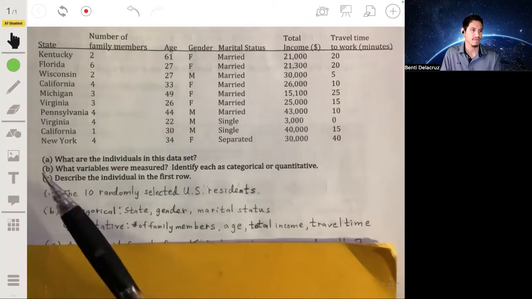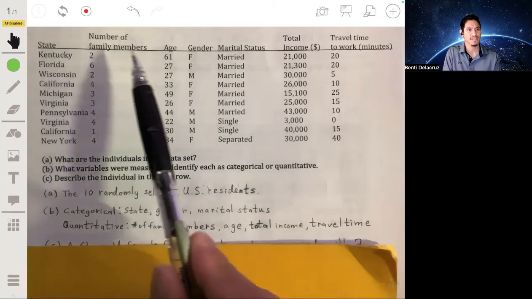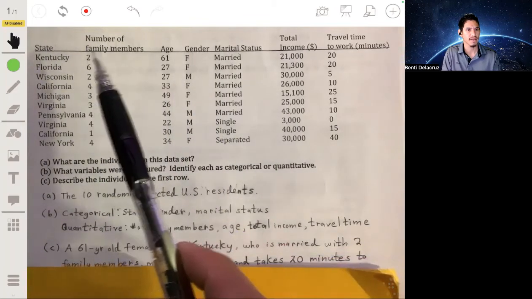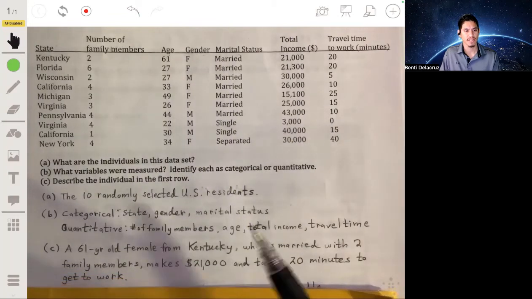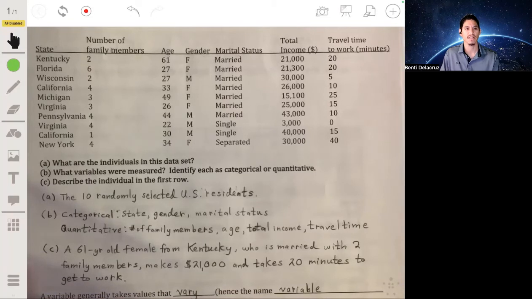Now, let's break down what the first individual in the first row is. We're just going to say it's someone that's a female, 61 years old. They're from Kentucky, have 2 family members. They're married, make $21,000 a year, and they take 20 minutes to get to work. So that's a simple example of how we read a set of data.